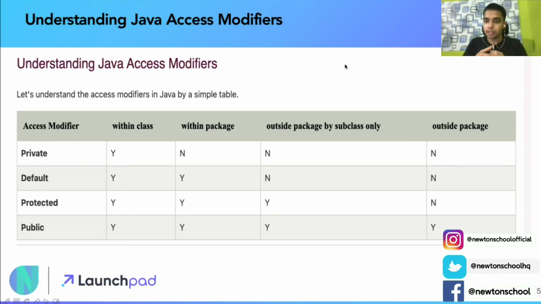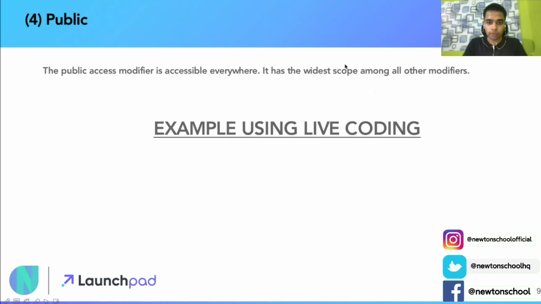Fourth one, public, which is the last one, is accessible everywhere: within the class, within the package, outside the class, outside the package, with the use of a subchild or without the use of a subchild. Got it? So these were the 4 access modifiers in Java.